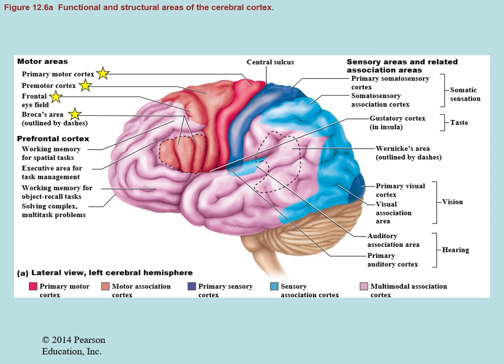So here in this image, you can see the location for those motor areas. Note that they are all located in that frontal lobe. So right in front of the central sulcus, in the precentral gyrus, is where you would find the primary motor cortex. In front of the primary motor cortex is where you would find the premotor cortex. You can also note the frontal eye field, which makes up part of that premotor cortex on the lateral left, and Broca's area, which is a little bit further down on the lateral side of the frontal lobe. Those are outlined by dashes.